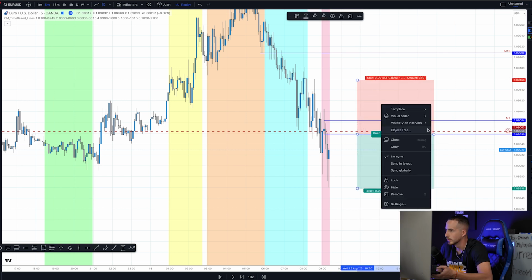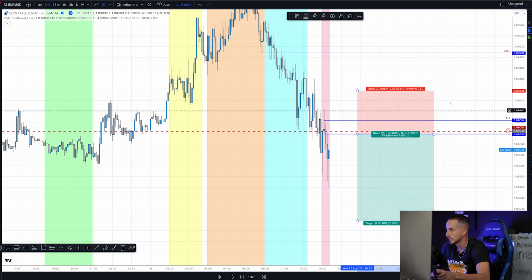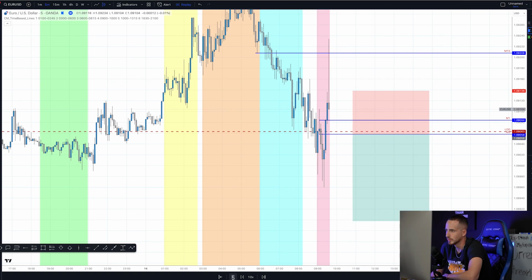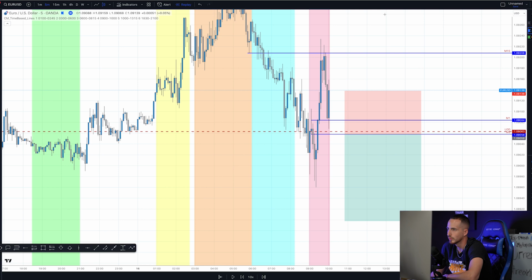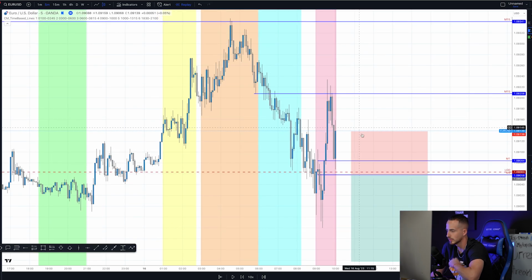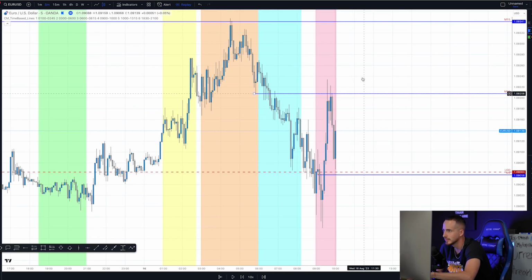Okay, so I used an 8-pip stop loss. So it actually looked exactly like this. And then we let the market do its thing. Notice how price literally blew right past us, right? Notice how price took us out. So as soon as price took us out, I had this area pending, right?